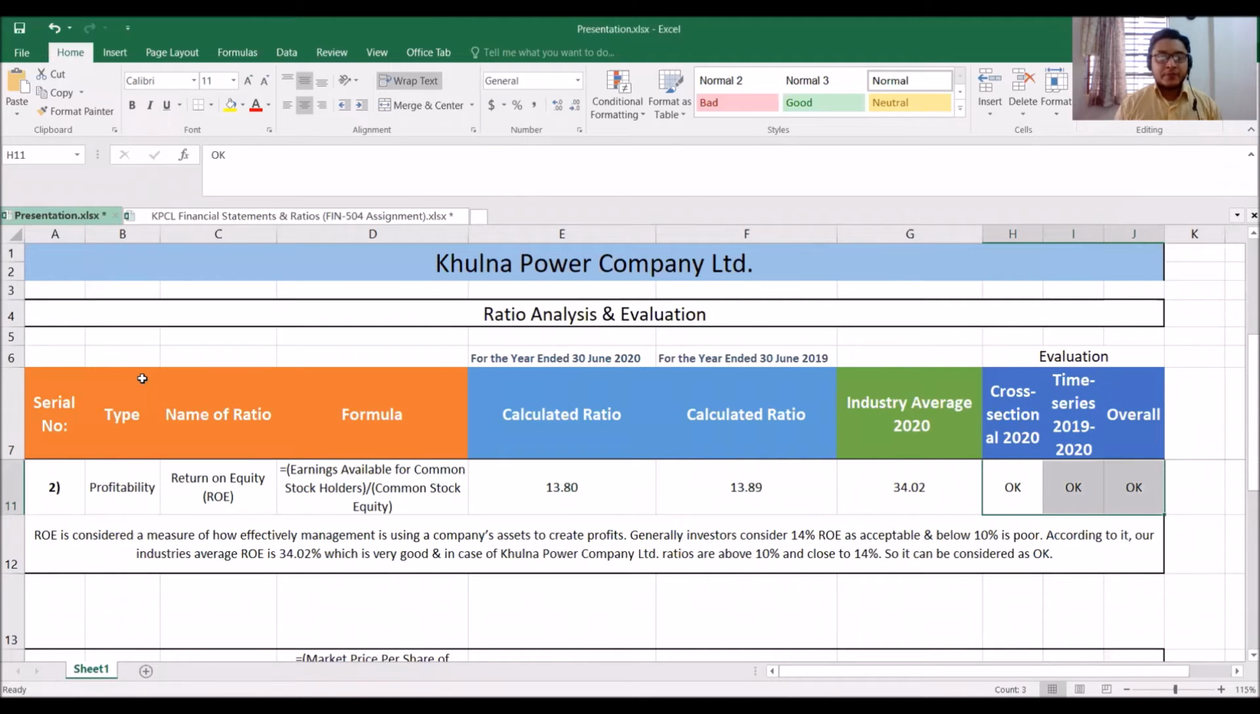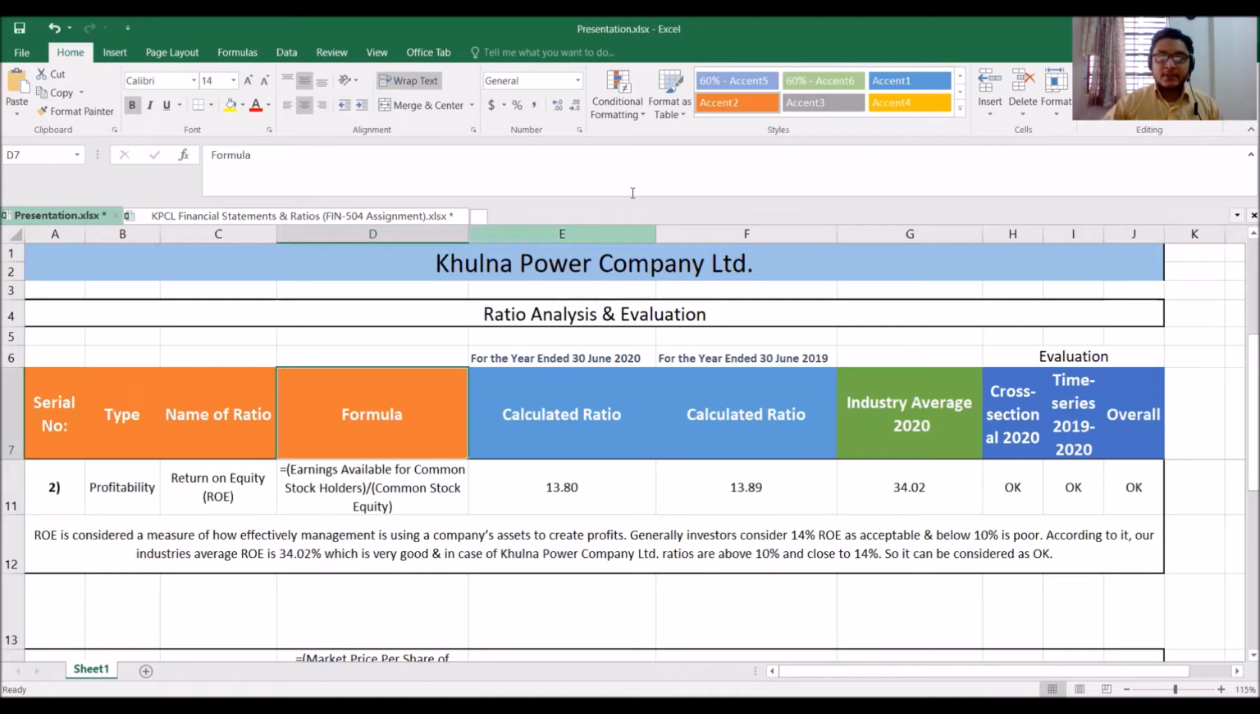So the second ratio I'm going to talk about is return on equity, or ROE. It is a profitability type ratio which measures how effectively management is using a company's assets to create profit. So here is the formula. Let me switch to the detailed calculation.